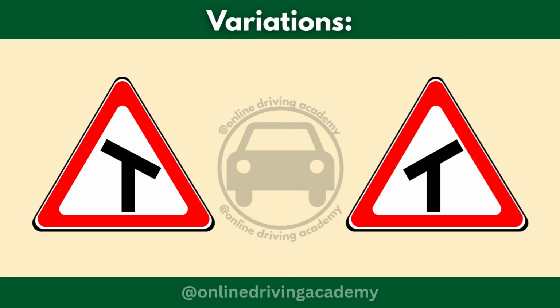Now can you see how this sign is going to have two different variations, right? The only variation is going to be the angle and the direction, right? The sign is going to mean the exact same thing. So whichever sign you get in your test, remember the rules are going to be the same. It's just the angle and the direction that's different.